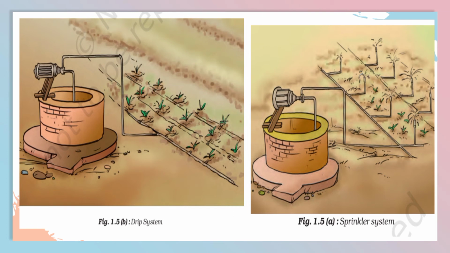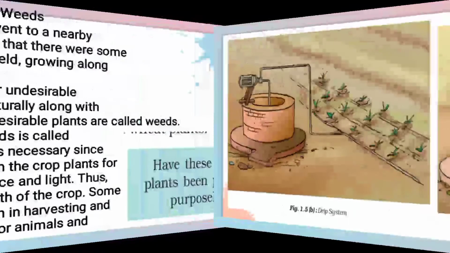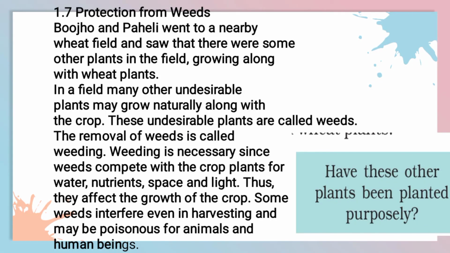So we have studied so far about irrigation, traditional methods. In the traditional method you saw 4 types, that is mode, the pulley system, chain pump, Dekhli and Rahat. And in the modern methods of irrigation you saw drip system and sprinkler system. So let us proceed with the next point, that is protection from weeds.